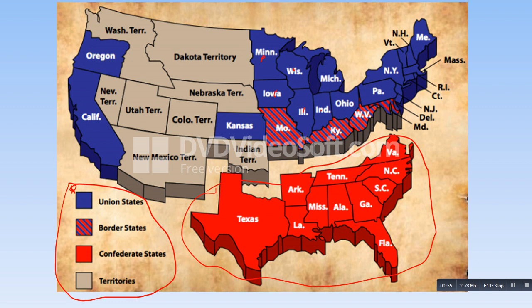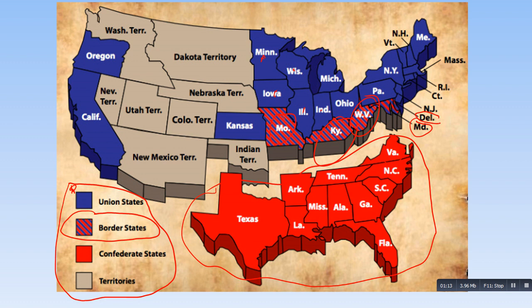Then what becomes a little bit odd is what we call the border states, and those are shaded blue and red. You can see Missouri, Kentucky, West Virginia, which broke apart from Virginia. We have Maryland right there, and then I know it's kind of hard to see, but Delaware. Now, some books will say there's four border states because they don't really count West Virginia, but whatever.